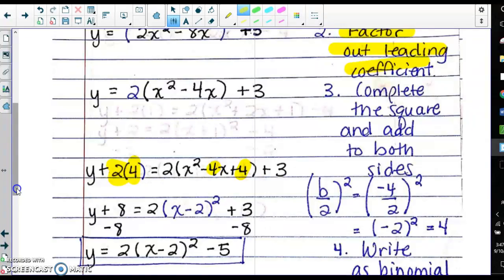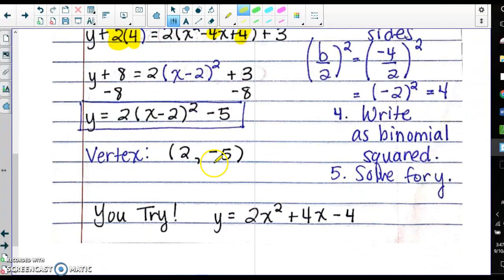Then we have to solve for y. So we're going to subtract 8 from both sides. And we have y equals 2 times x minus 2 squared minus 5. So that's our vertex form equation. And then the vertex is 2, negative 5.